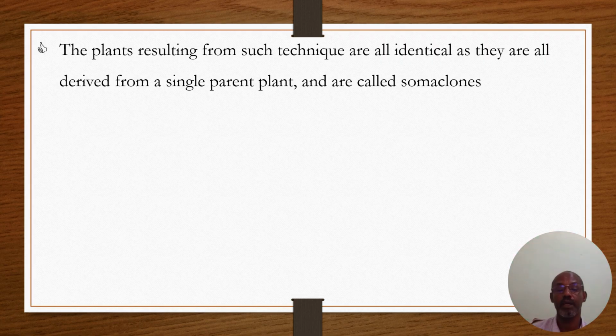Micropropagation is asexual, done by human hand. That is artificial asexual reproduction. Therefore, these plantlets obtained from sample tissue are all known as somaclones.